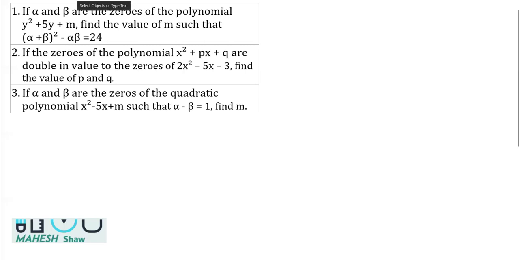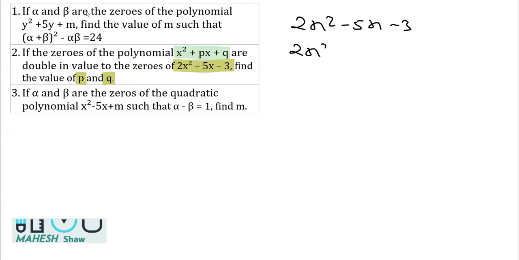In the second part, it says if the zeros of this polynomial are double the zeros of another polynomial. That means we have two polynomials. The zeros of this polynomial are double the zeros of this polynomial. In that case, we have to get the value of p and q. So we can find the zeros of this polynomial. That means this is 2x squared minus 5x minus 3. Using middle term splitting, we can find the zeros.